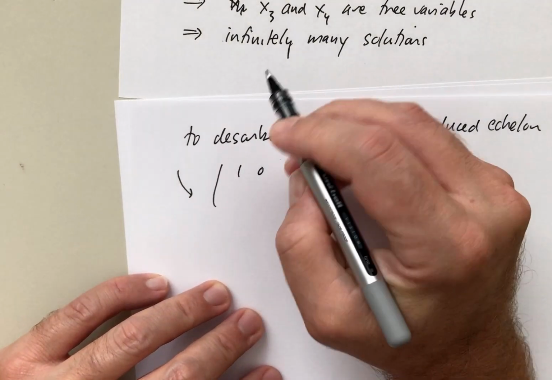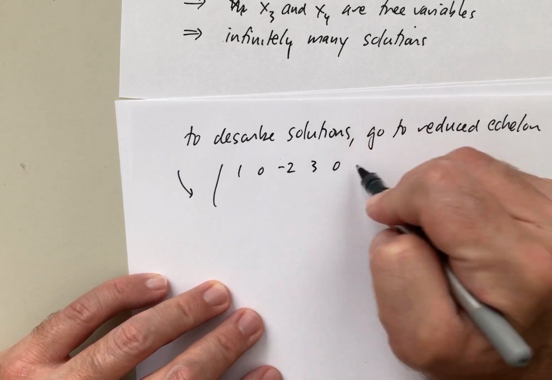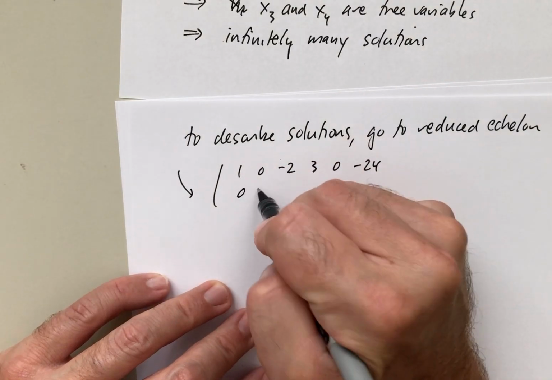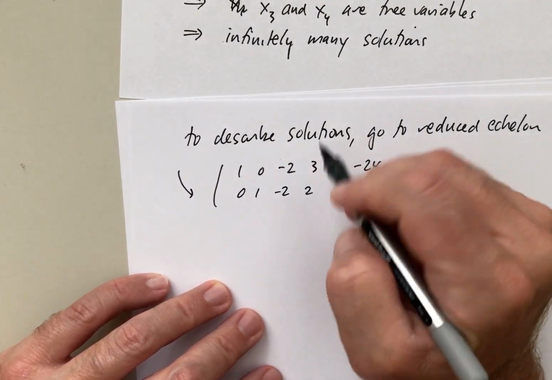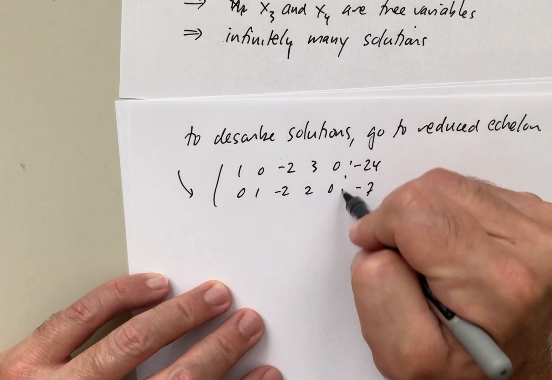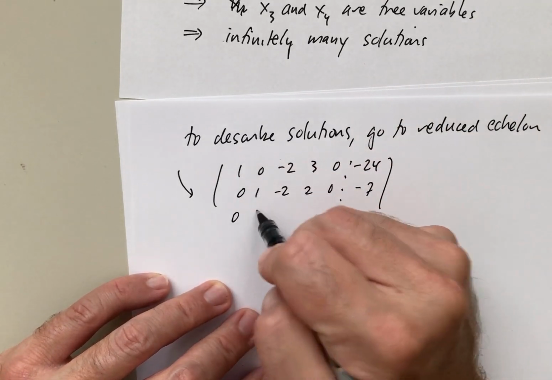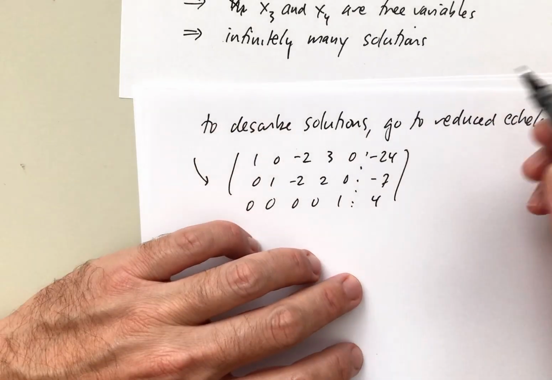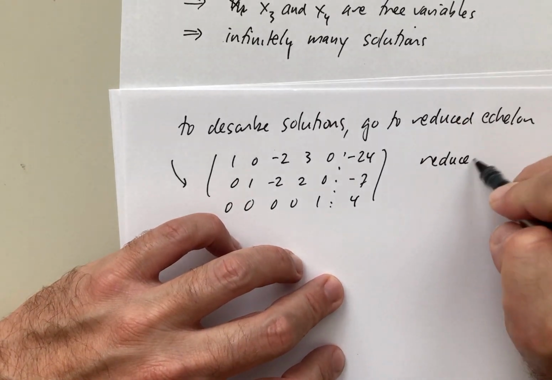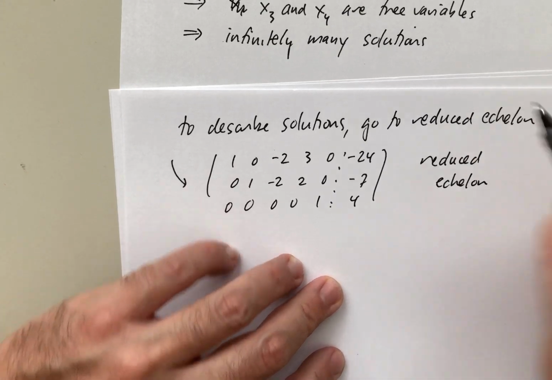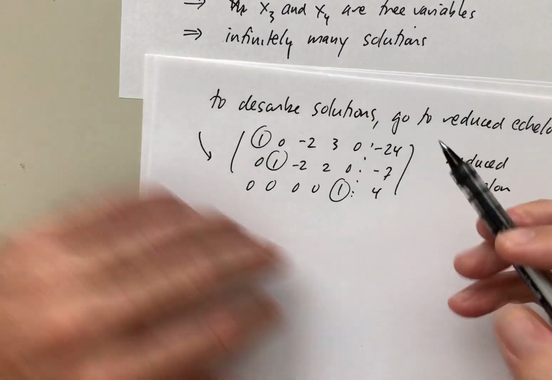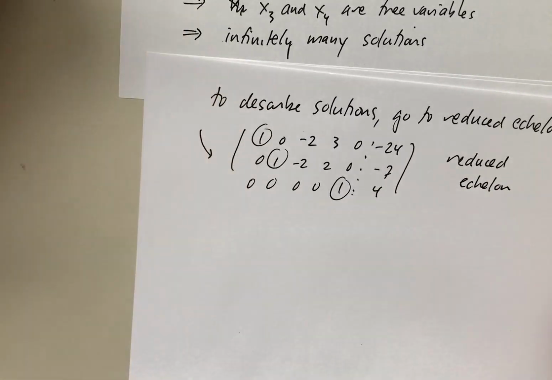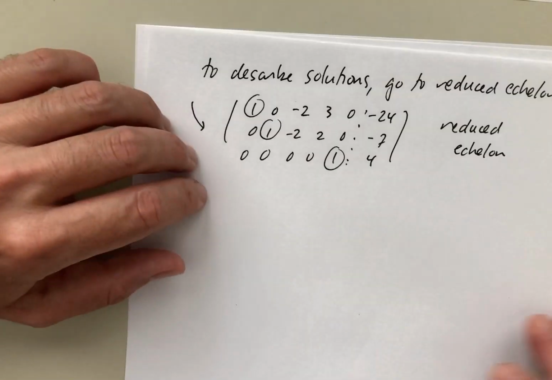So it's 1, 0, minus 2, 3, 0, minus 24. Then 0, 1, 2, minus 2, 2, 0, minus 7. Then 0, 0, 0, 0, 1, 4. Okay, so notice this is reduced echelon. How do I know that? Well, not only have I cleared everything below the pivots, these are the pivots, with zeros below the pivots, but also zeros above, and the pivots themselves have value 1. That's how I know it's reduced echelon.